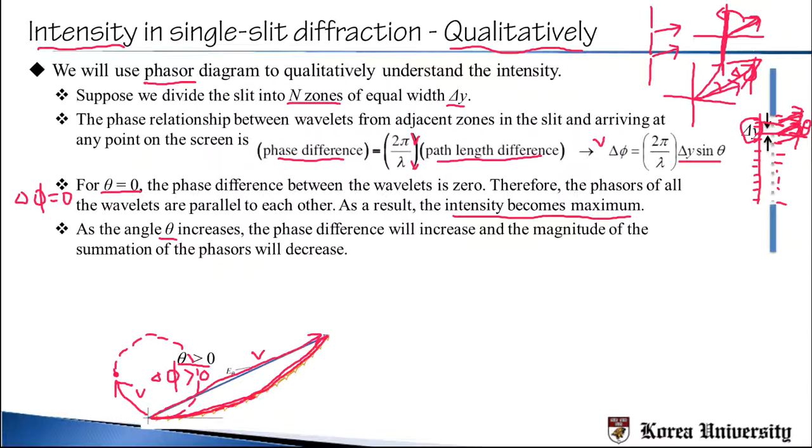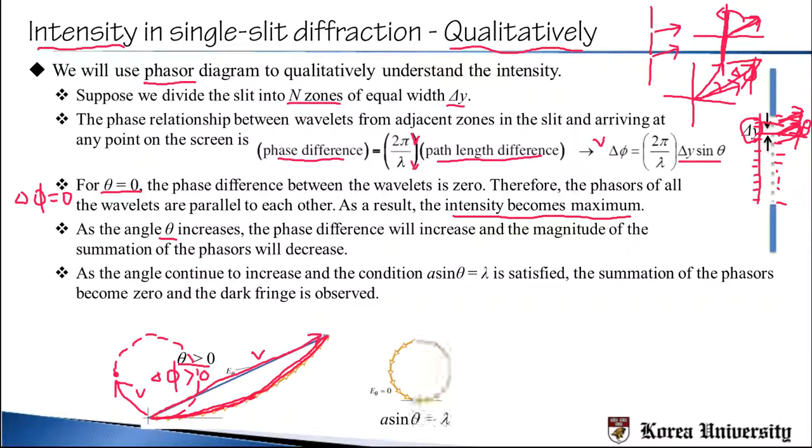And then if you continue to increase the angle, you will certainly arrive at a stage where you make one full turn and the final phasor arrives at this position, which is the origin. In that case, the net amplitude is 0, right? So the intensity will also become 0. This is the condition for the first dark band. Okay, this is where we observe no light.